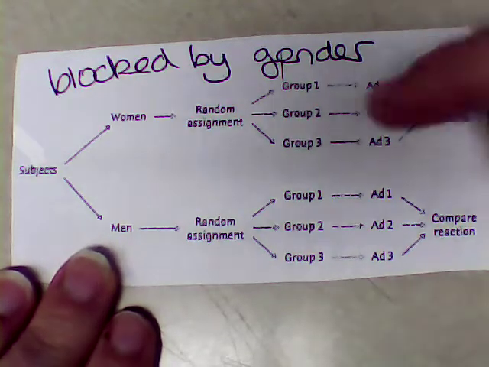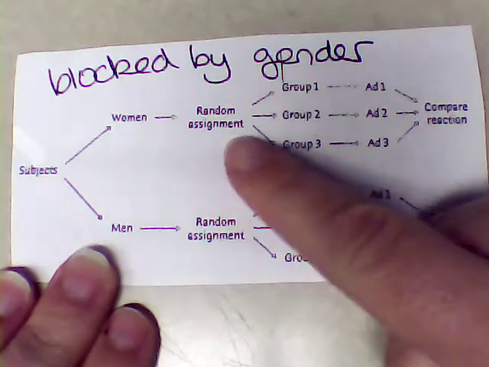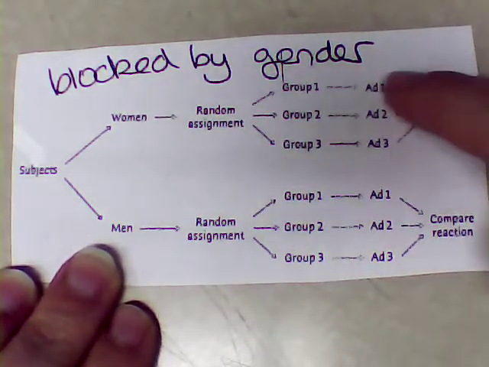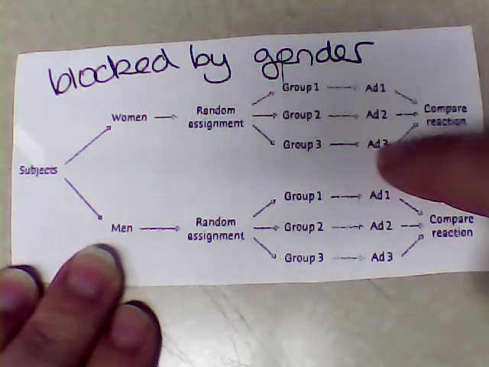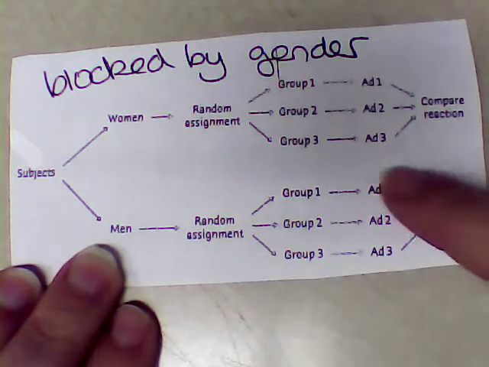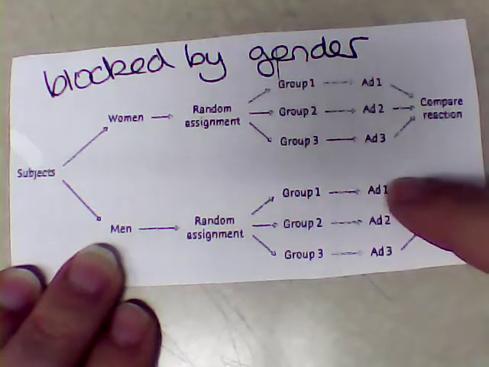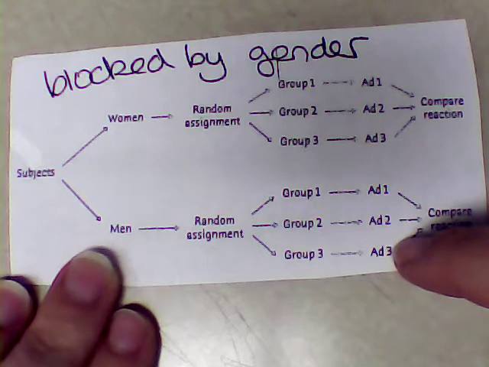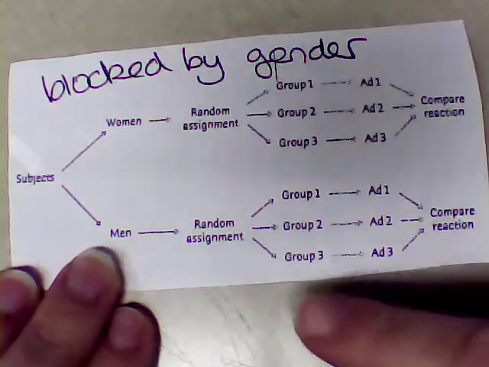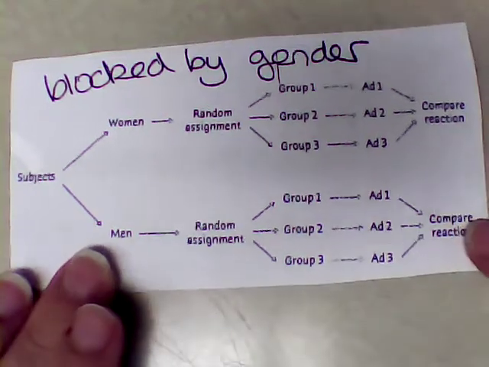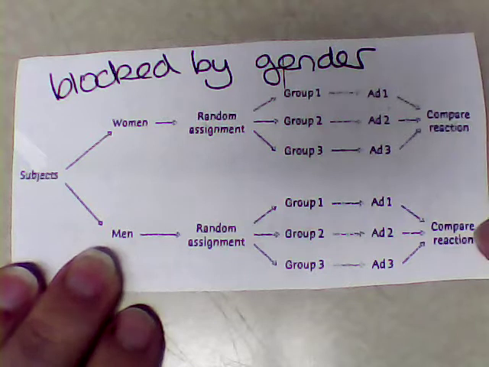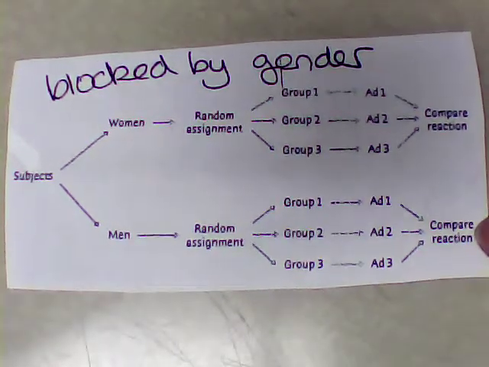So up here, our women are randomly assigned into the 3 groups, 1, 2, and 3, to each watch 3 different ads. There's 3 treatment groups. The men are simultaneously randomly assigned to watch those same 3 ads, the same 3 treatment groups. So we have 3 treatment groups amongst the women and 3 treatment groups amongst the men. We compare reaction amongst the women up here, and we compare reaction among the men down here.